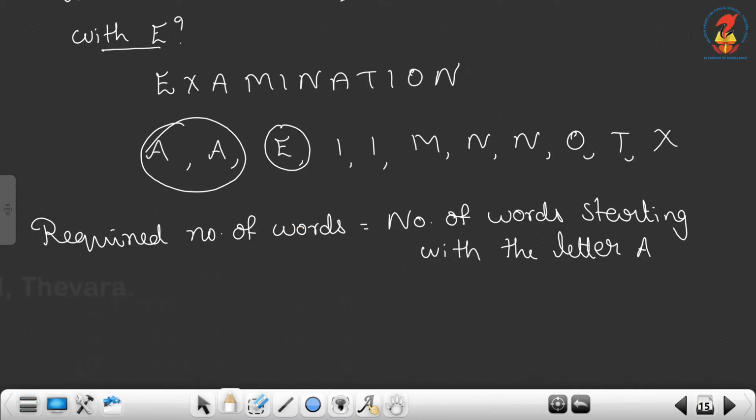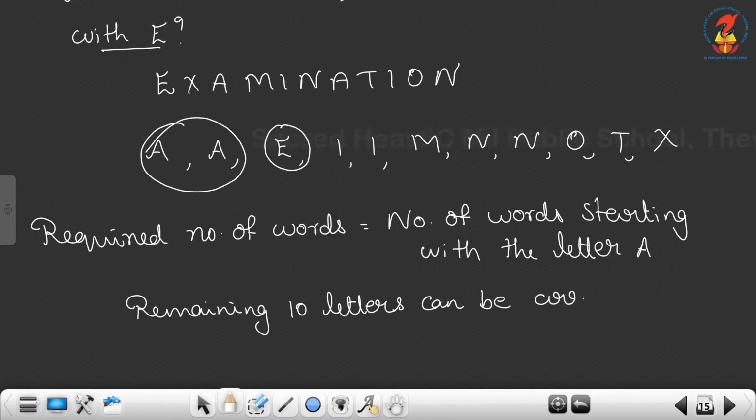So how many words are there starting with the letter A? The first letter is A, that is fixed, we can't change. We don't consider that A. That A is fixed. Therefore the remaining letters: 10 letters. These 10 letters can be arranged in 10 factorial ways.